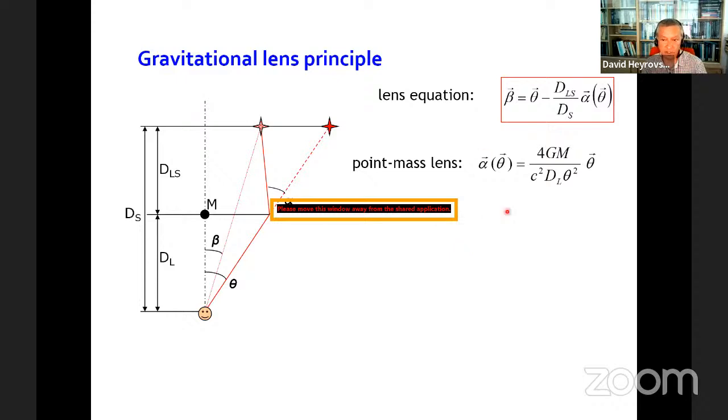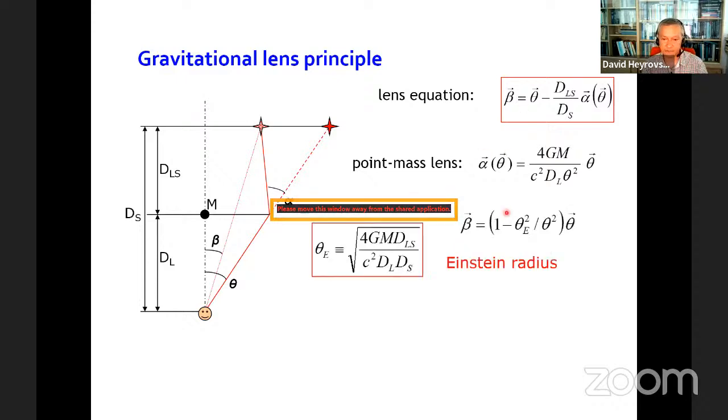If you plug this formula into the lens equation, you get this simpler form where all the distances, masses and constants come together into one parameter, which we call the Einstein radius, which is the square root of this ratio. You can see there is a combination of the distances, and it's proportional to the square root of the mass of the lens.